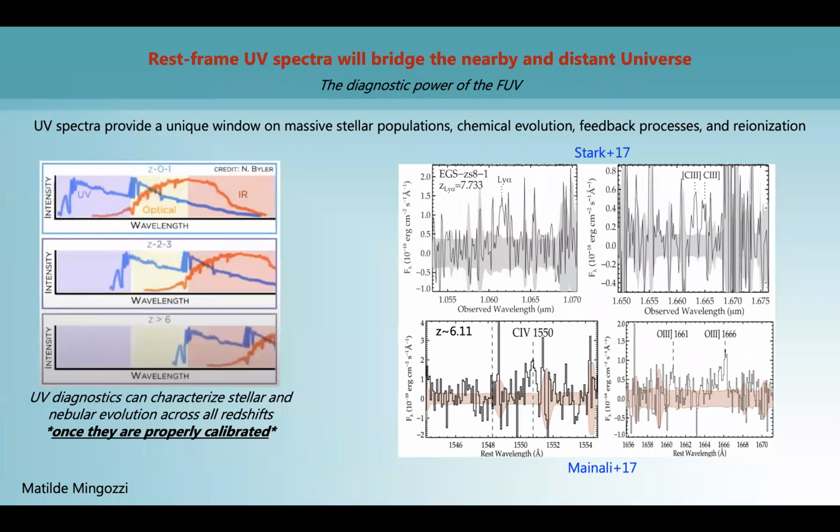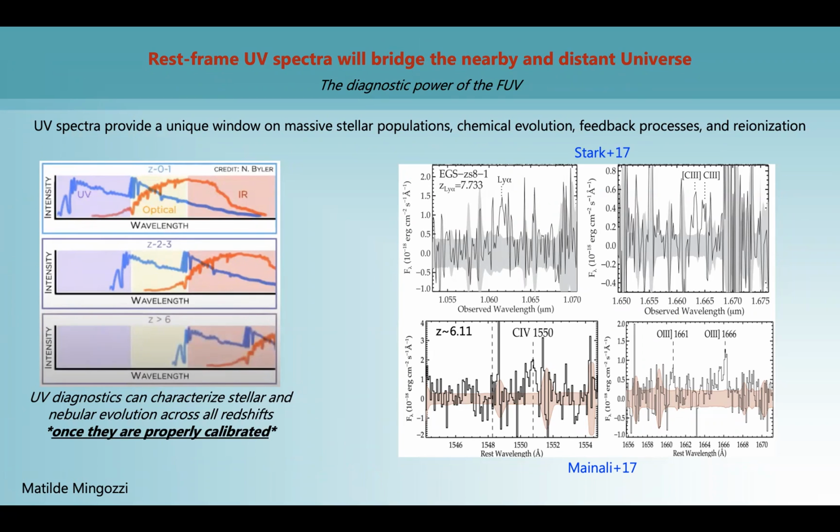Another piece of this introduction that I wanted to talk about is the importance of the rest frame UV spectra. UV spectra provide a unique window on many processes: massive star populations, chemical evolution, feedback processes, and the study of reionization, because UV diagnostics can characterize the stellar and nebular evolution across all redshifts. Indeed, in the local universe, we have JWST data that allow us to study UV spectra.